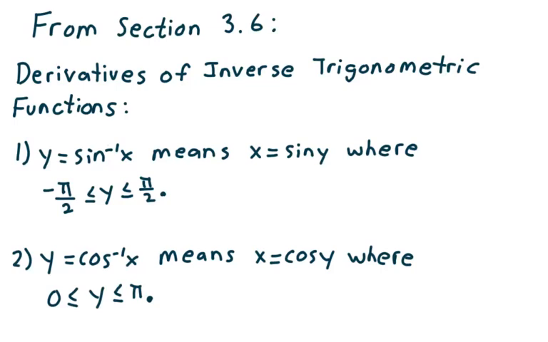This is a video from section 3.6, and we're going to look at derivatives of inverse trigonometric functions. But before we do, we need to review a few concepts. Number one, y equals arc sine of x means x equals sine of y, where y is greater than or equal to negative pi over 2 and less than or equal to pi over 2. Number two, y equals arc cosine of x means x equals cosine y, where y is greater than or equal to 0 and less than or equal to pi.